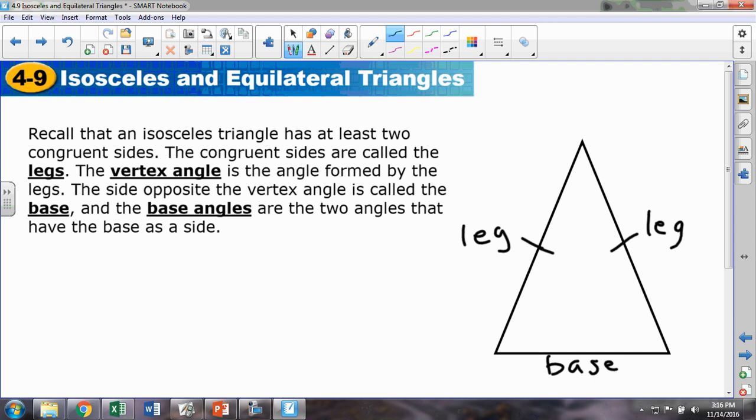Sometimes students think the base means it's the one that's on the bottom. That's not the case. We could actually redraw a triangle so that it could be on its side. And in this instance, we would still have our two legs, and the side on the left would be the base. The legs are the congruent sides. The base is the third side.